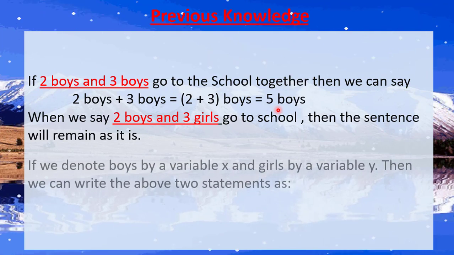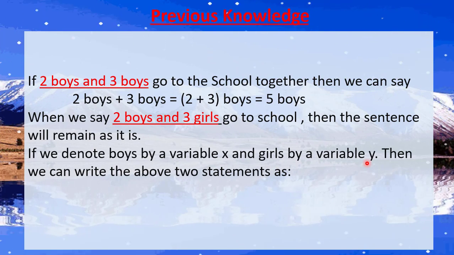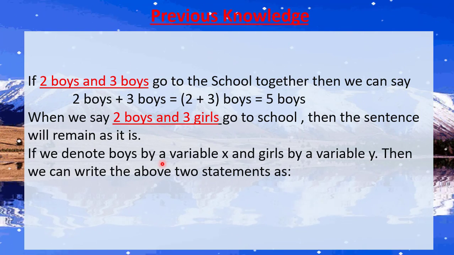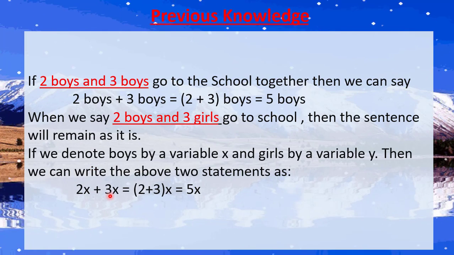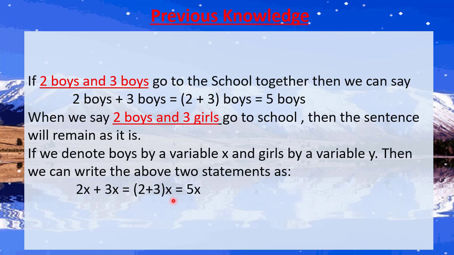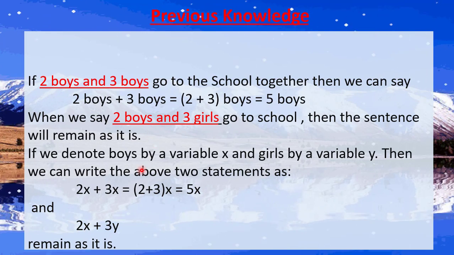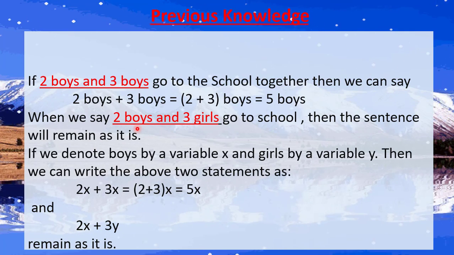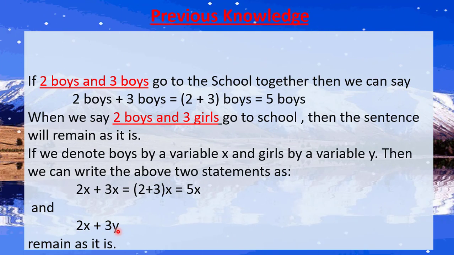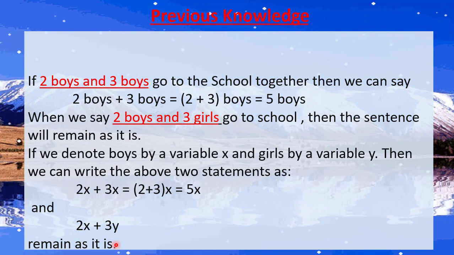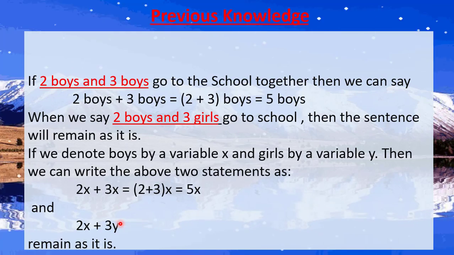Consider that if we denote boys by a variable x and girls by a variable y, then we can write the above two statements as follows. We just write x instead of boys, then this statement will become 5x instead of 5 boys. Now for this statement, we just write x instead of boys and y instead of girls. Then this statement will become 2x plus 3y. But this statement will remain as it is. From these two expressions, we examine the rules that we use in addition of algebraic expressions.